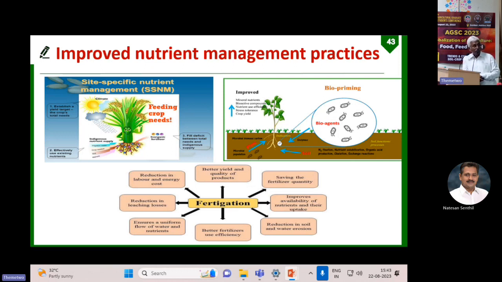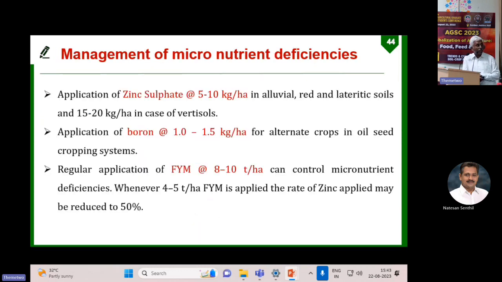Fertigation helps reduce labor, reduce wastage, gives better yield and also uniform distribution of flow of water and nutrients, and better fertilizer use efficiency. There will not be any loss. All this is an added advantage if you go for improved fertilizer nutrient management without causing damage to the soil health, wherein you can apply where there is a requirement of the plant.